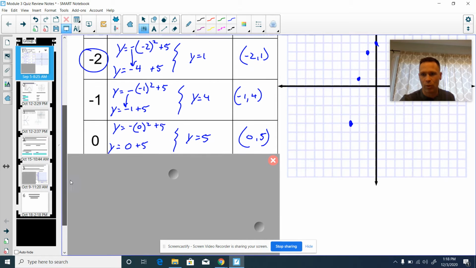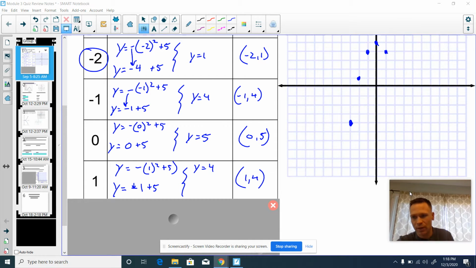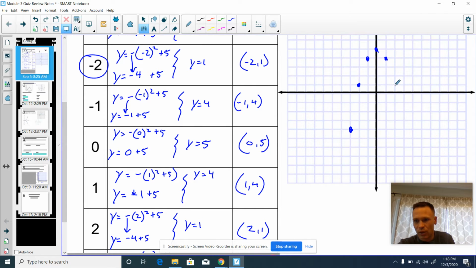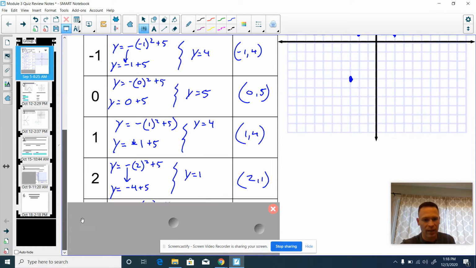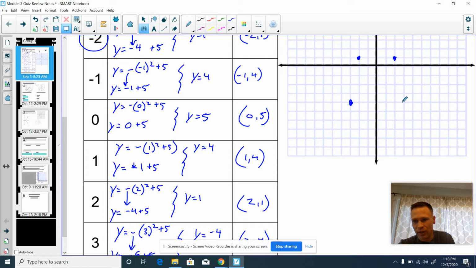I'll do the same exact thing with 1. 1 squared is 1. Again, I have the negative, right? So it's -1 plus 5, which is 4. So I have the point 1, 4. For 2, I'm going to substitute in 2. So 2 squared is 4. Again, the negative goes along, so it's -4 plus 5, which is 1. So I have the point 2, 1. And the last one, you guessed it, we're going to get -4 again. So 3 squared is 9, but again, the negative goes along. It's -9 plus 5, which gives me -4. So I have the point 3, -4, which is back down here.